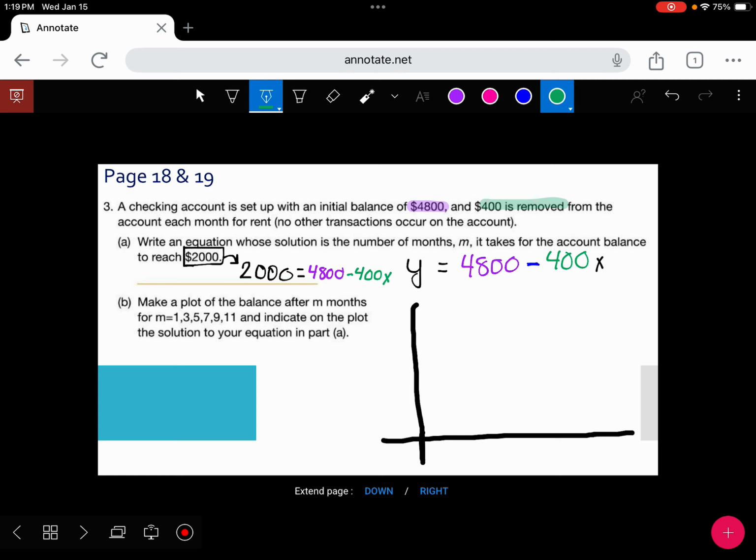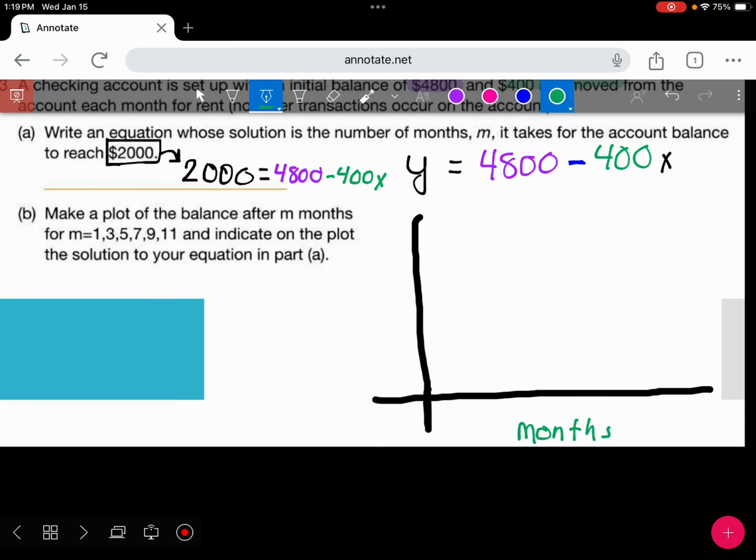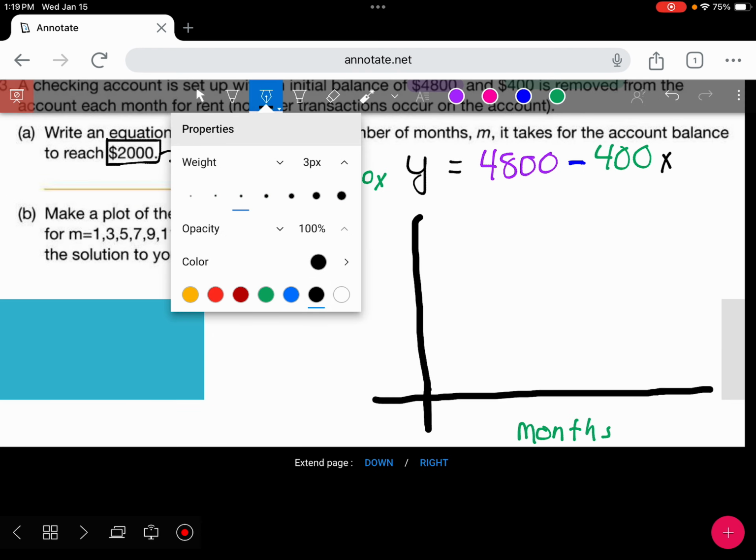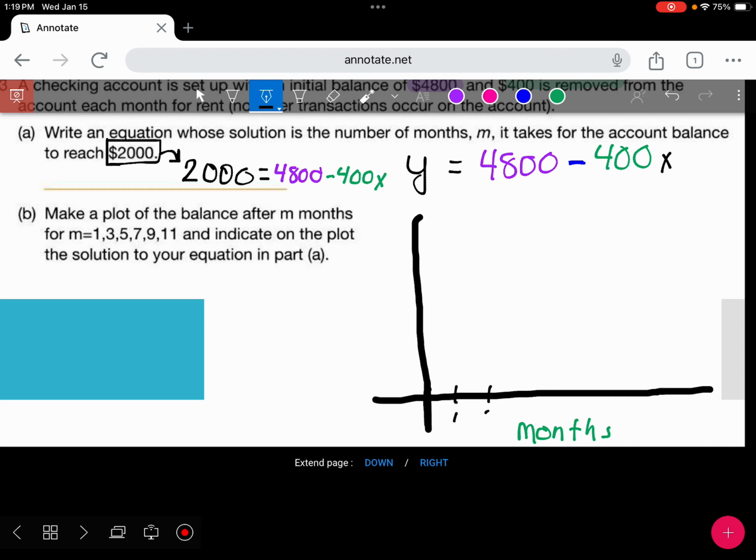What does our x mean? When we wrote up here, we wrote 400x. What does this x mean? It's the number of months, yeah. So our x's are going to be months. When we count months, we're going to count those in 1, 2, 3, etc. And you're going to do this on the graph paper. I'm just eyeballing it right now. They want you to go all the way up to 11. So we're getting pretty much to a year.